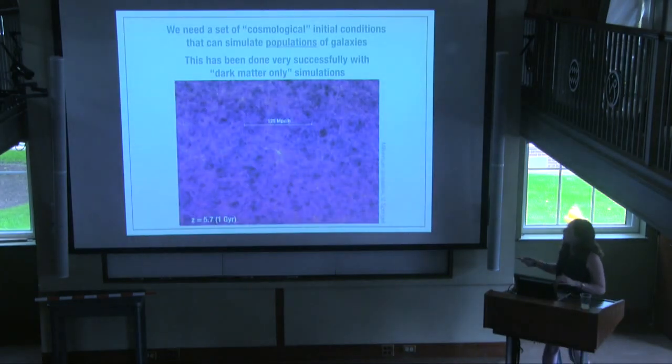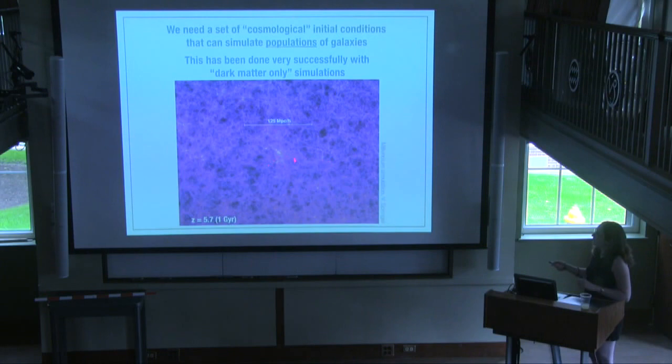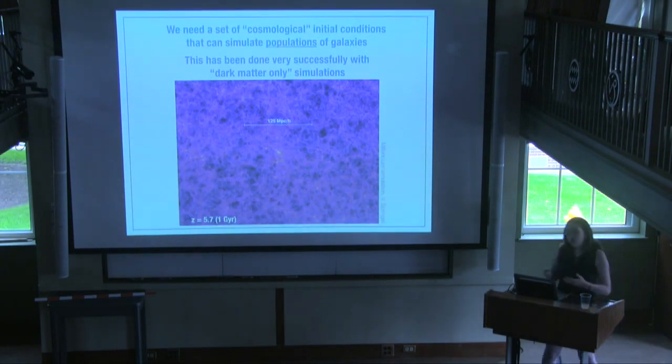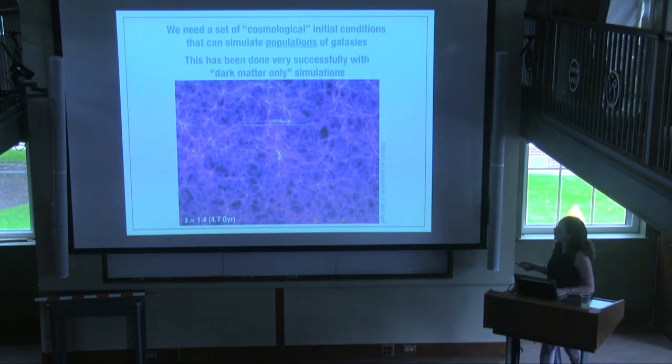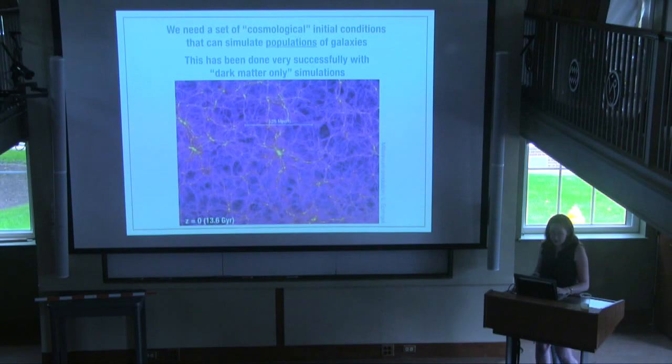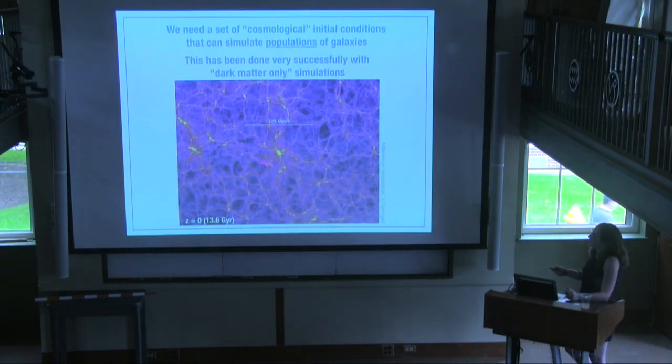So if we go to redshift 5.7, you see the coalescence of those overdensities and the expansion of the underdensities. Going to redshift 1.4, it's even more extreme. You start to see the formation of these filaments, the so-called cosmic web. And at redshift 0, you see a massive cluster and a massive void.